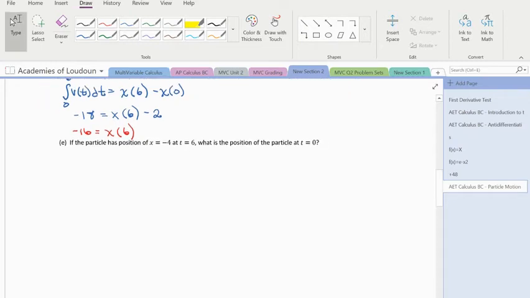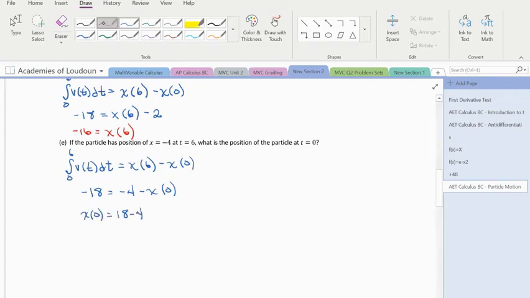Now, on the reverse side, if we know the position at t equals 6, we can find the position of the particle at t equals 0. So again, we have the integral from 0 to 6 of v of t dt is equal to x of 6 minus x of 0. We know that this is negative 18. This will be negative 4 minus x of 0. And so we can see then that x of 0 will be 18 minus 4. And so in this case, our initial position would be 14.